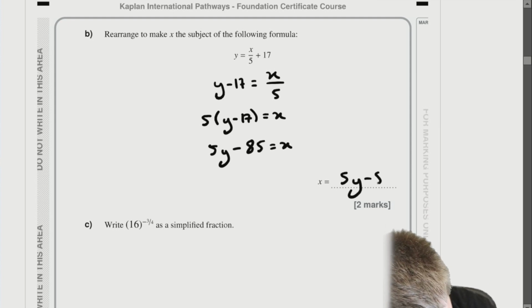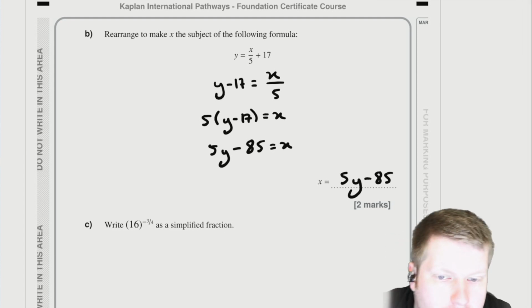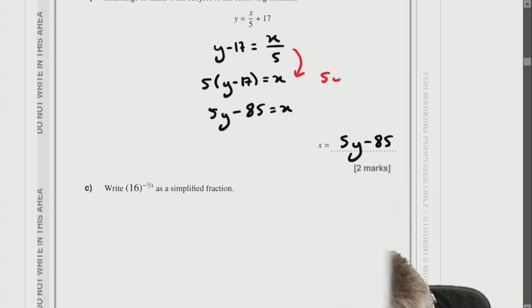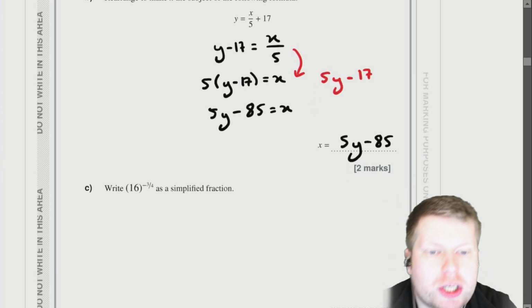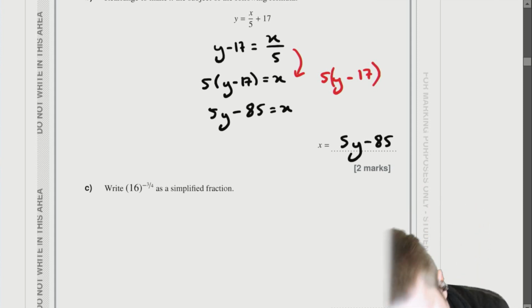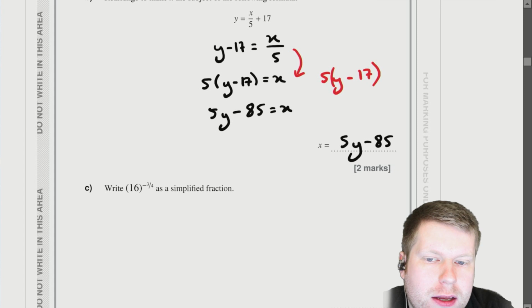So just be really, really careful here. A common error that people made was, at this step to this step, they multiplied by 5 and then they achieved 5y minus 17, which is absolutely not the case. There needs to be 5 lots of y minus 17, okay? Because it's 5 times the whole thing on the left-hand side.